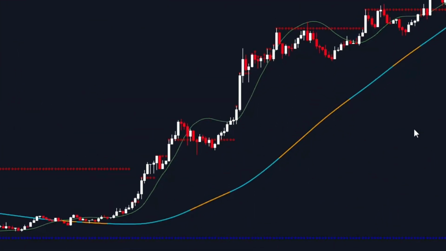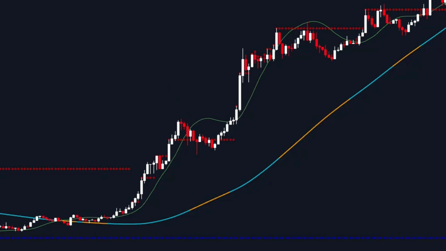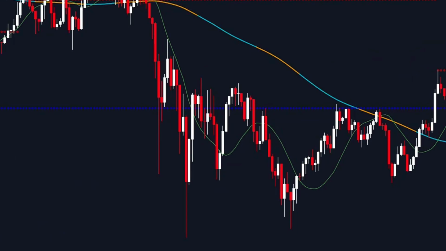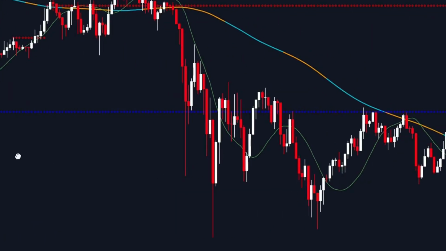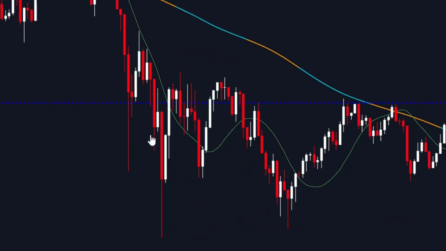Once we've added this indicator to our chart, you'll see 2 lines we're going to call one MA slow and the other MA turtle. These 2 lines are key to identifying the trend. If the MA slow is above the MA turtle and the price is above both, we've got ourselves an uptrend. On the flip side, if the MA slow is below the MA turtle and the price is below both, that's a downtrend.